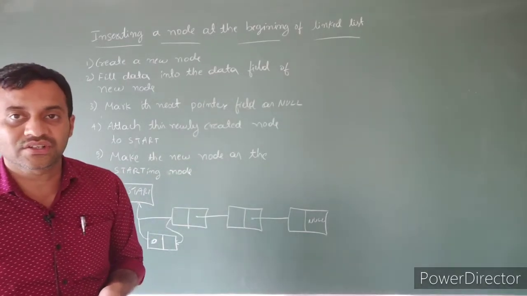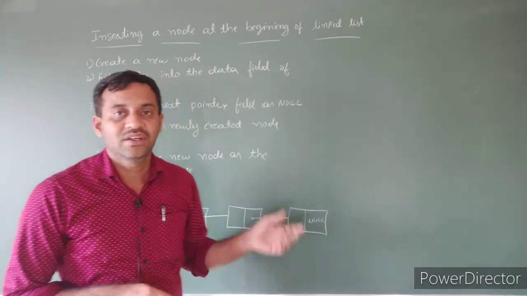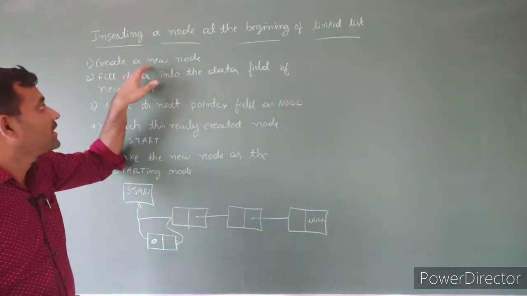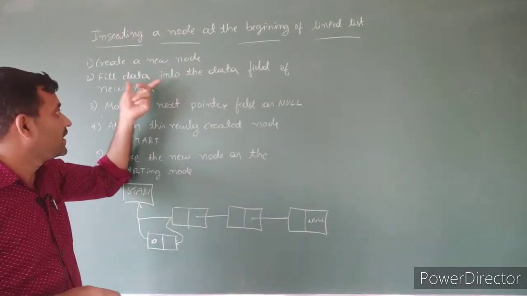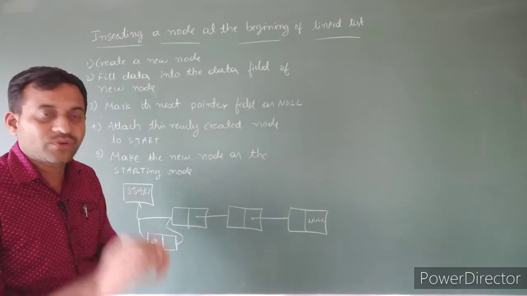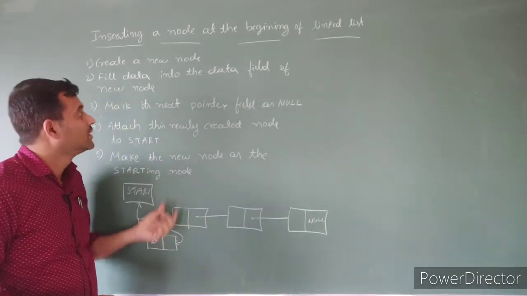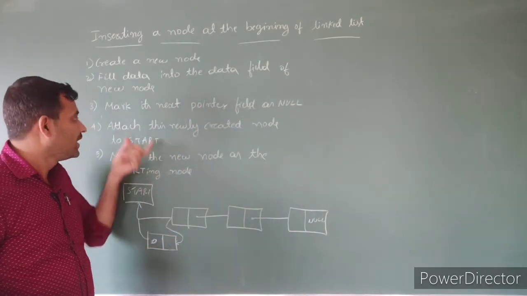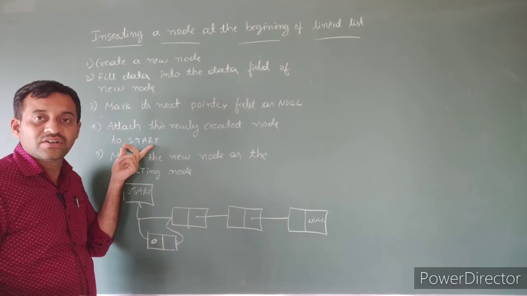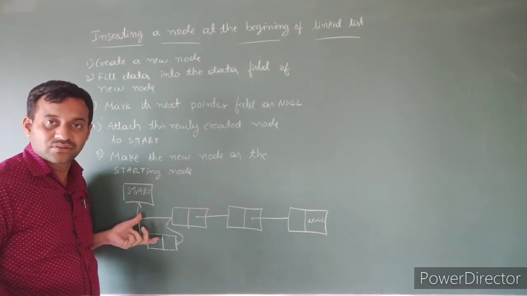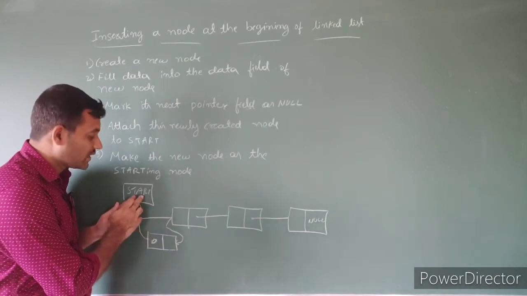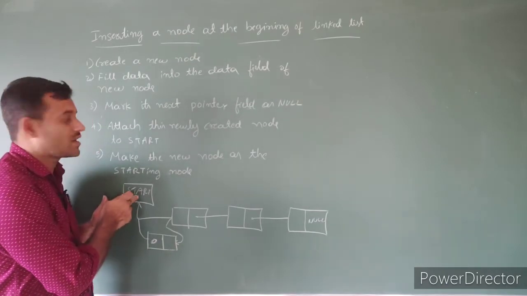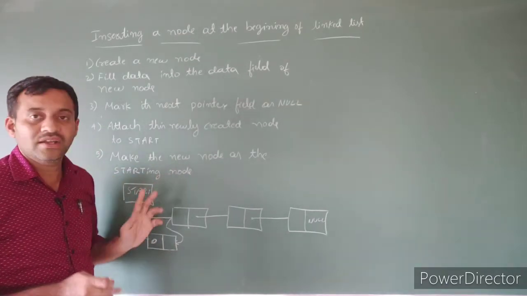So these are the procedures for inserting a new node. See the procedures. First we create a new node. Fill the data part. We have to assign the information to the data part of the newly created node. Then mark its next pointer field as null. Attach this newly created node to the start. How to attach the newly created node to the start? First we have to store the address of start in the newly created node. Then the address of the newly created node goes to the start. Make the new node the starting node.